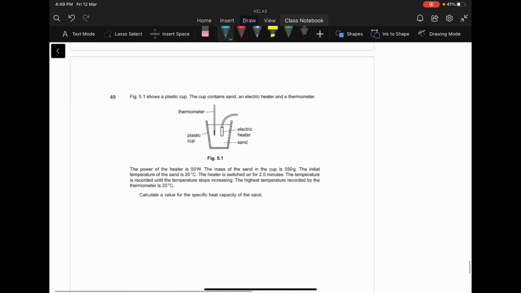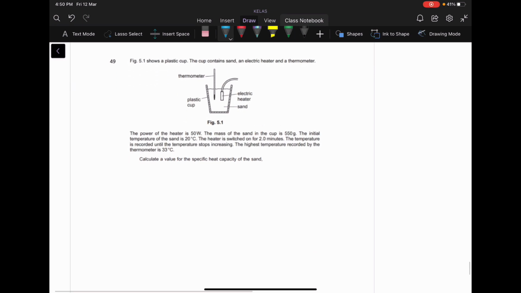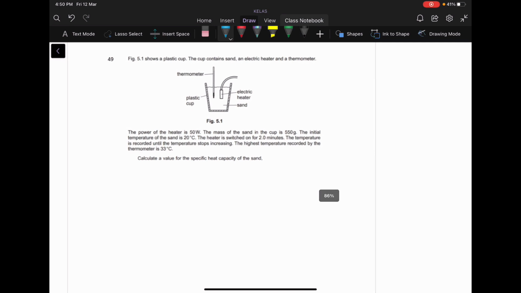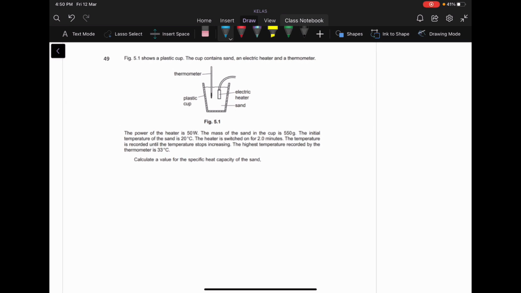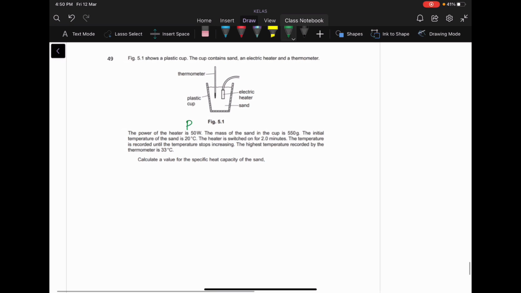Okay, last question I think. We have lots of other questions, but I don't think you have time to do so many. So I should show a few other calculation questions. This one, 49. Figure 5.1 shows a plastic cup. The cup contains sand, an electric heater and a thermometer. The power of the heater is given as 50 watt, and the mass of the sand is given, with the unit in gram.